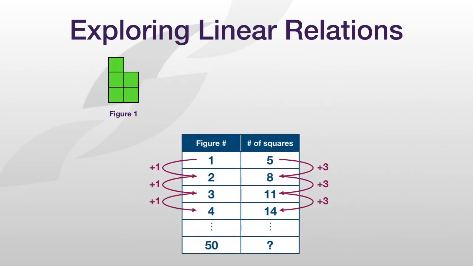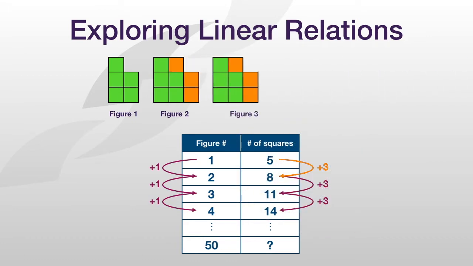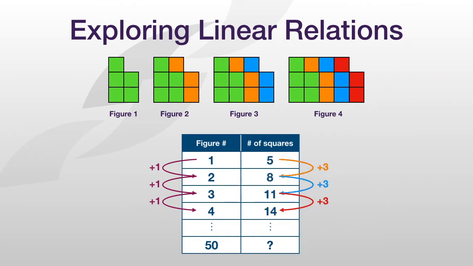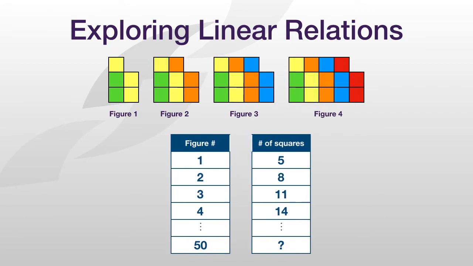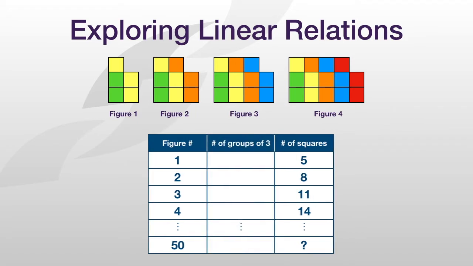To discover the relationship, it helps to make a connection between the table of values and the visual pattern. The adding 3 each time in the table corresponds to adding 3 squares each time to build the next figure. Notice that in each figure, there are groups of 3 squares. In fact, we can see the same group in figure 1 as well. So let's add this group of 3 to all of our figures. Let's expand our table to count how many of these groups of 3 are in each figure. Notice that they are the same number as the figure number.